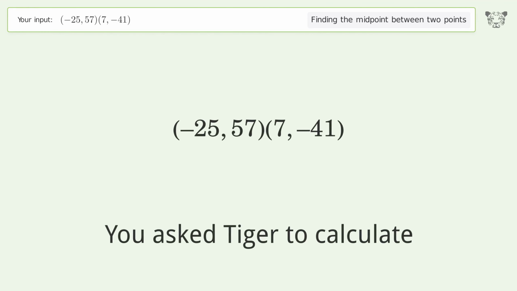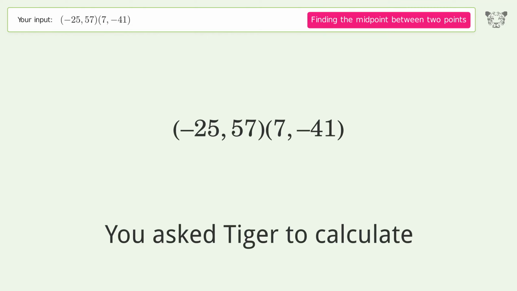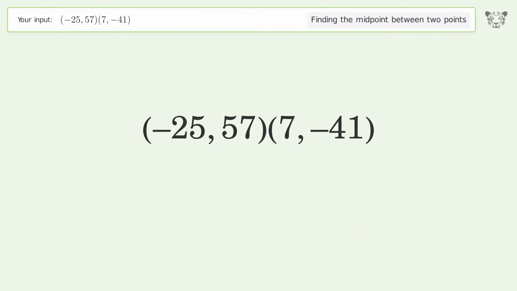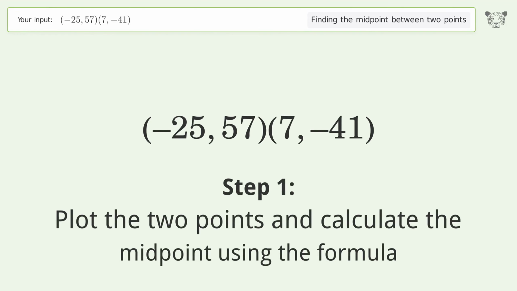You ask Tiger to calculate. This deals with finding the midpoint between 2 points. The midpoint between the 2 points is -9, 8. Let's solve it step by step. Plot the 2 points and calculate the midpoint using the formula.